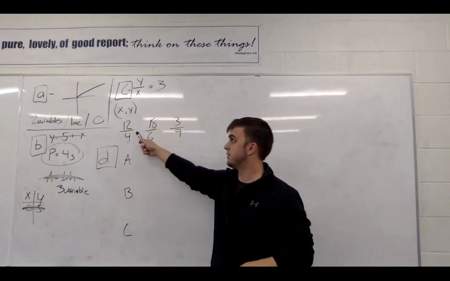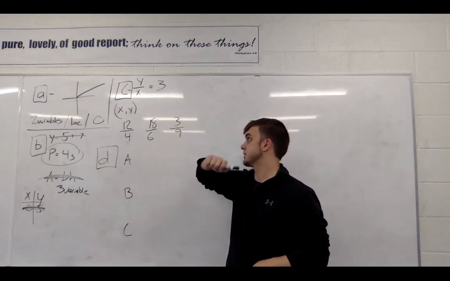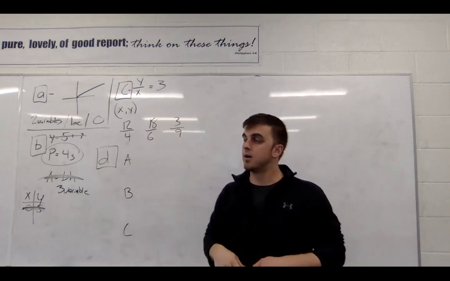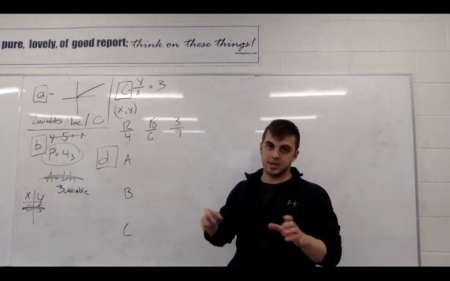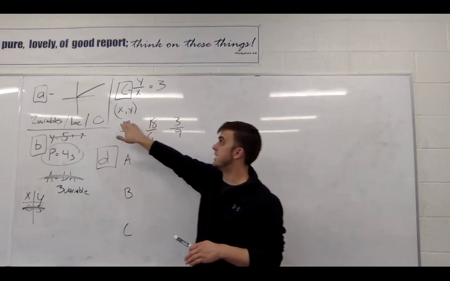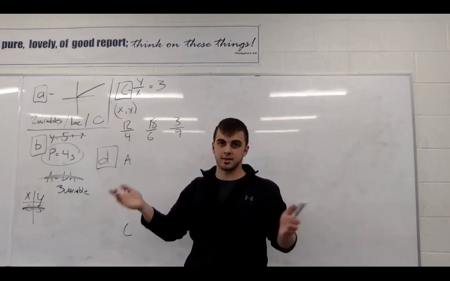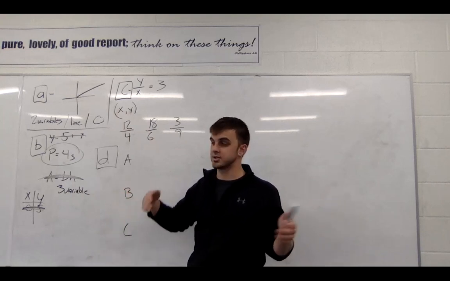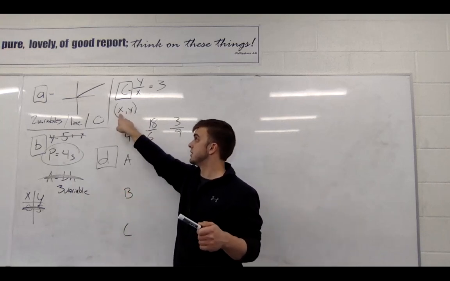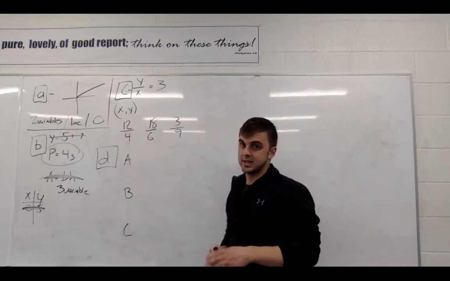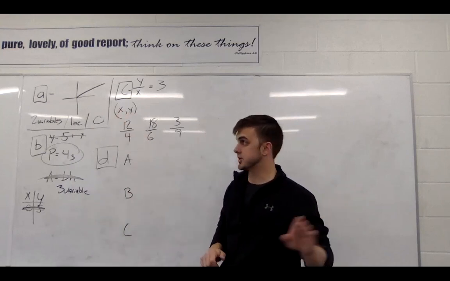Well, 12 divided by 4 is 3. 18 divided by 6 is 3. 9 divided by 3 is 3. They're all equal to 3. Well, whenever they give you a set of numbers in parentheses like this, the first number is always x. Think alphabetically. X comes first and then y. So when they give you a number, it's going to be x and then y. They're called coordinate points. X will always come first.